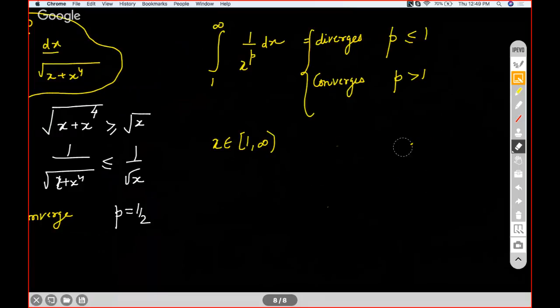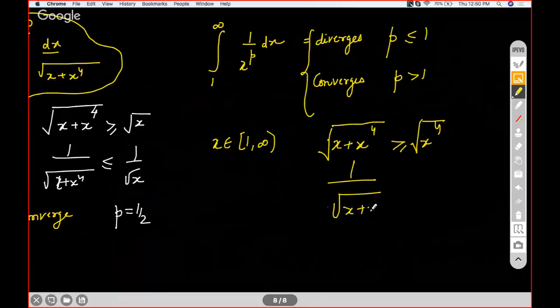Now see what I'll do. Again, x plus x to the power 4 will be greater than or equal to x to the power 4 now. Correct? Now root of this I can say will be greater than root of this. So reciprocal of this will be less than or equal to 1 by x squared. Now this power is greater than 1, so this integral converges. So that one also does, so this will also converge.